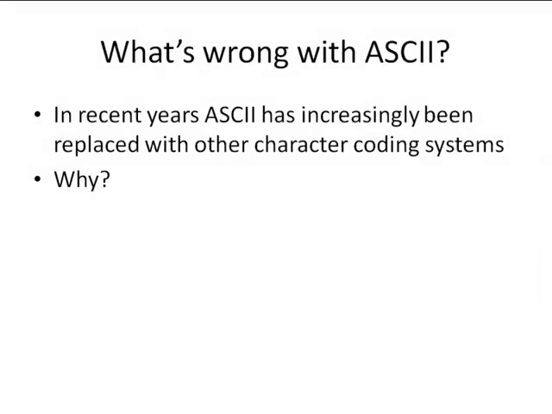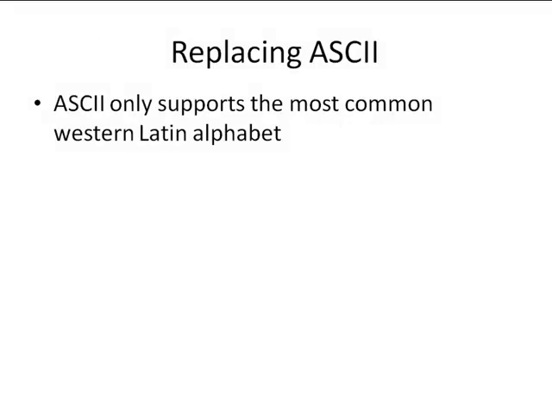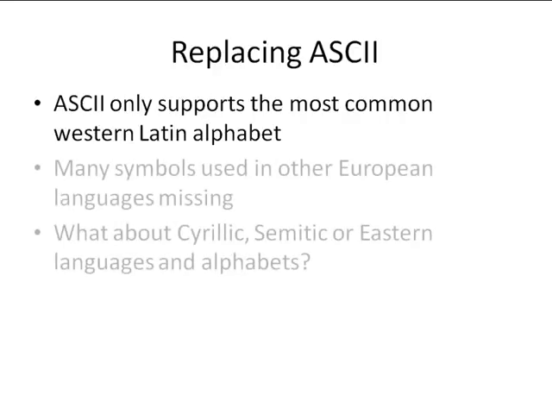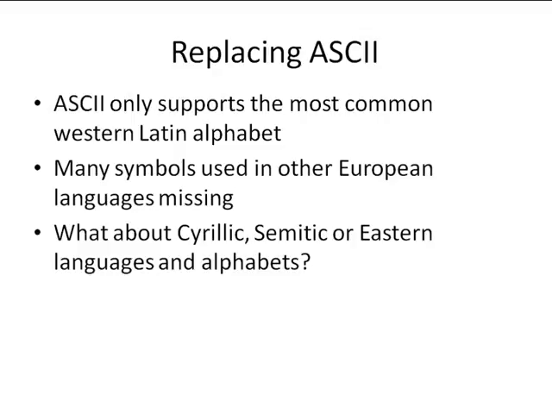But in recent years, ASCII has increasingly been replaced with other character coding systems. Why? What's the problem with ASCII? Well, very basically, it only supports the most common Western Latin alphabet, so it doesn't support all of the symbols used in European languages, let alone the languages in Cyrillic, the Eastern European or Greek alphabets, the Arabic or Hebrew alphabets, any of the Eastern languages and alphabets. So there's a whole range of languages around the world where the letters and symbols used in the language are not represented in ASCII and can't be represented in ASCII.